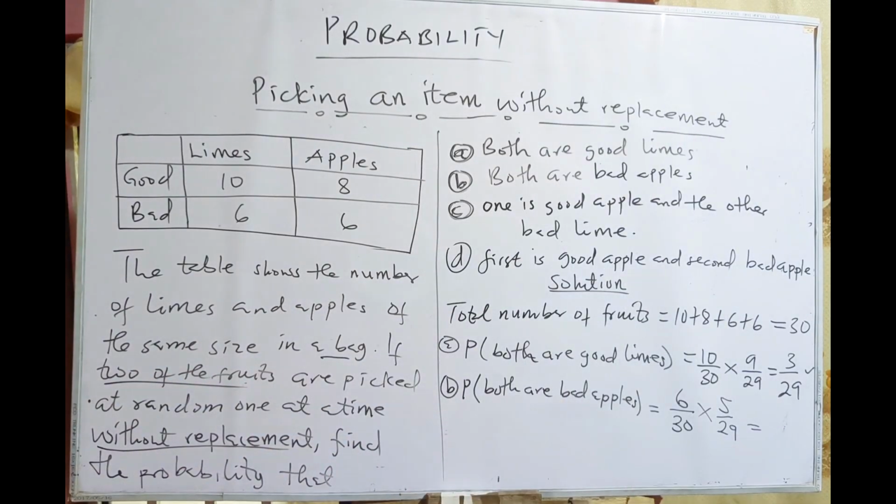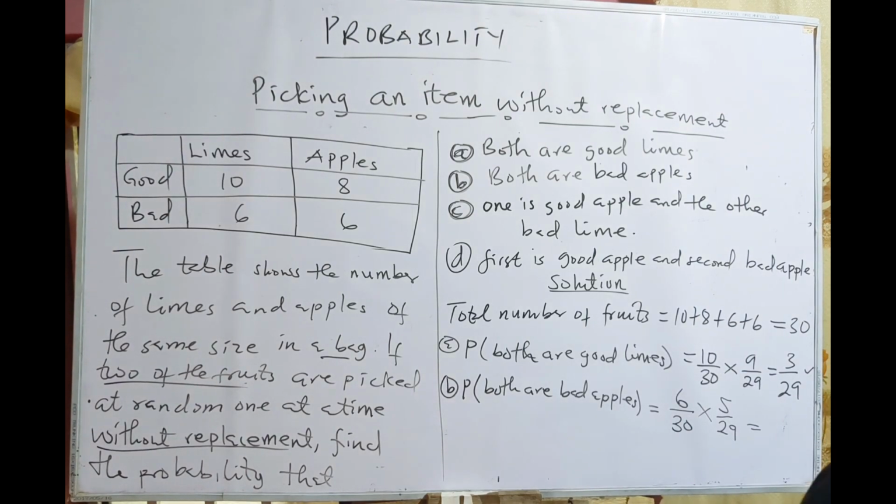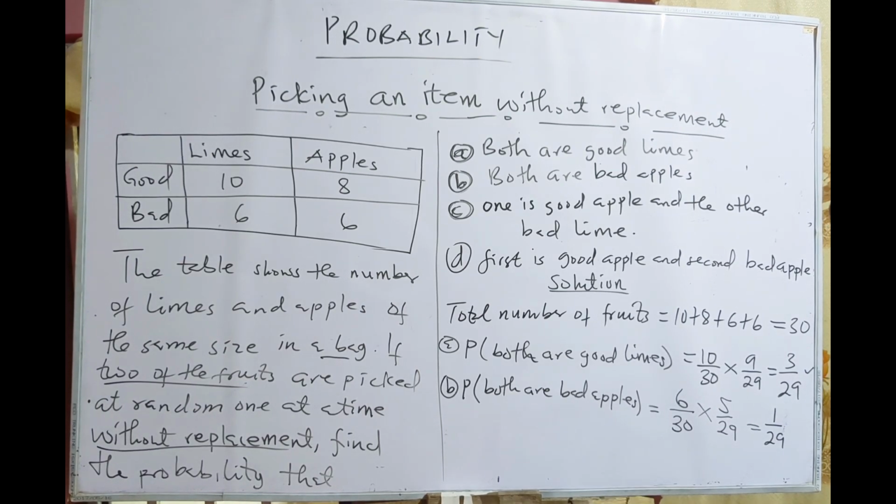Note that if the first bad apple is picked, the probability is 6 bad apples out of 30, the total number of fruits. And since we picked the second one without replacement, the bad apples reduced by 1 and the total number of fruits also reduced by 1. So that will be 6 over 30 times 5 over 29, and that will give us 1 over 29. So the probability of picking 2 bad apples is 1 over 29.